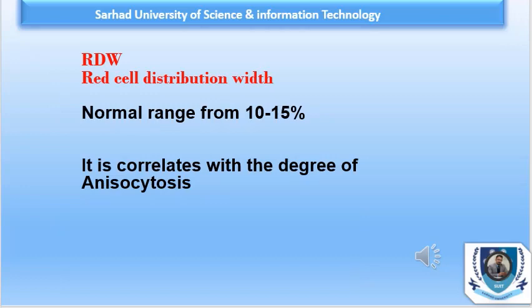RDW, or red cell distribution width, is an important supporting parameter. Red cell distribution width helps measure variation in red blood cell volume and size. It correlates with the degree of anisocytosis. Anisocytosis means variation in size of red blood cells.